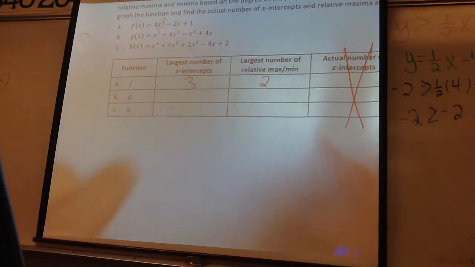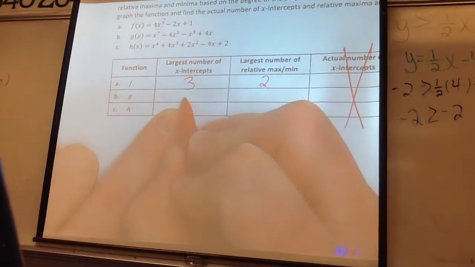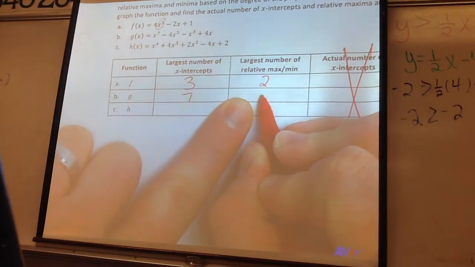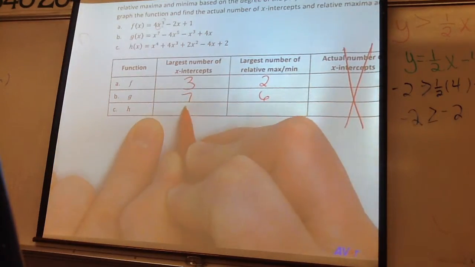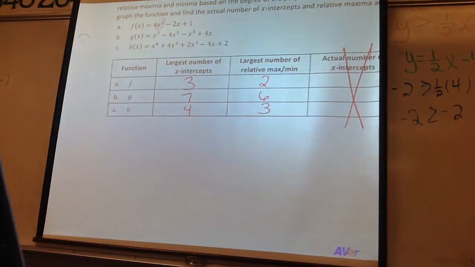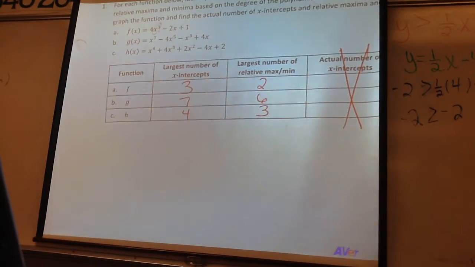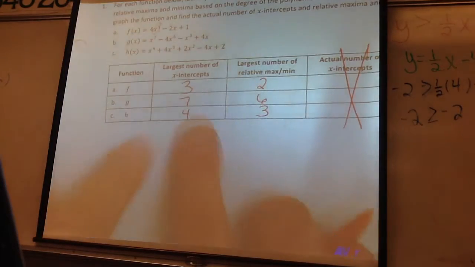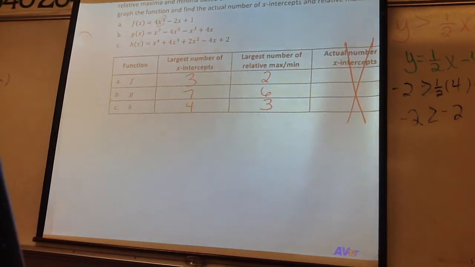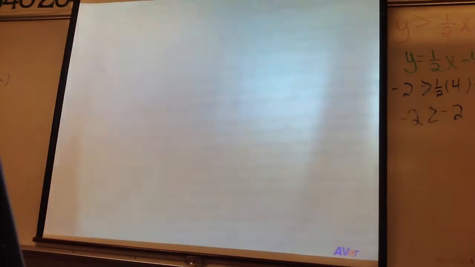Got them all now? What's this one? 7. This one? 6. This one? 4. 3. Easy. And then you could graph it, you could see the actual number, but then it's like, whoopity-doo. It's never going to be higher than this, but it might be lower, so whatever. Next.